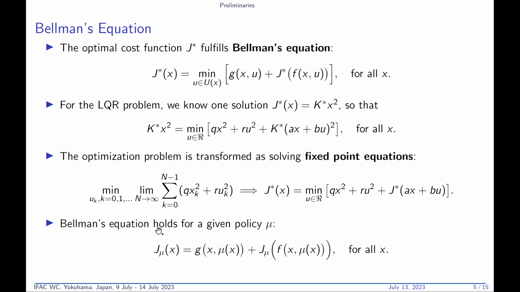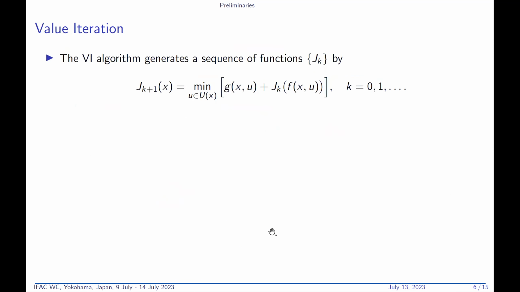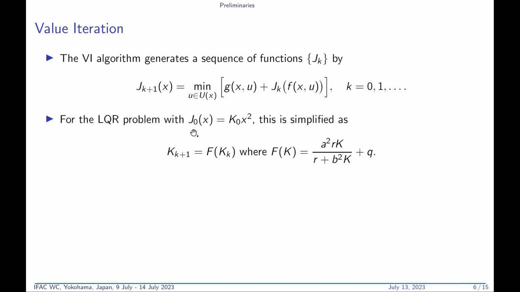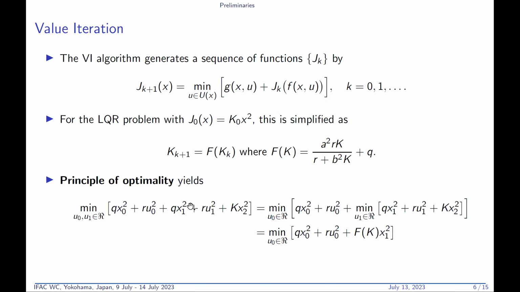In addition, Bellman's equation also holds for a given policy. There are several classes of classical algorithms for solving Bellman's equation. One is value iteration. It generates a sequence of functions by this iterative formula whereby the J star in Bellman's equation is replaced by the current estimate of J star. For the LQR problem, starting with a quadratic cost estimate, this is simplified as a scalar iteration where Fk is the well-known Riccati equation in the scalar form.